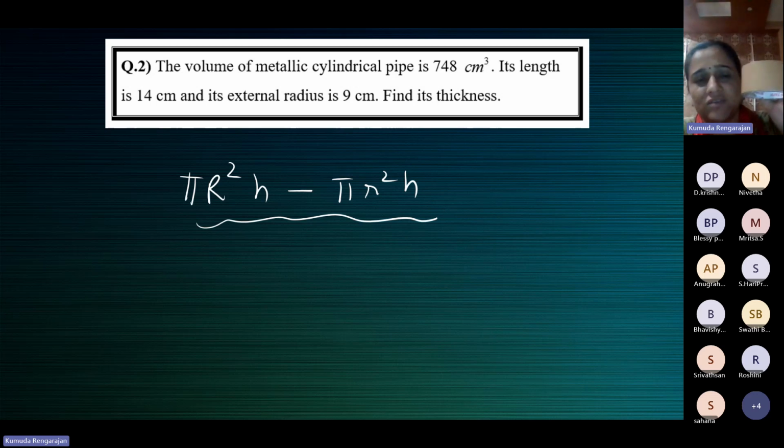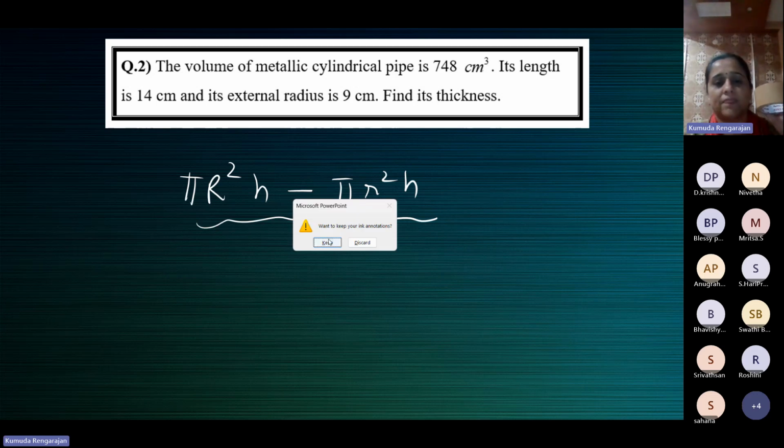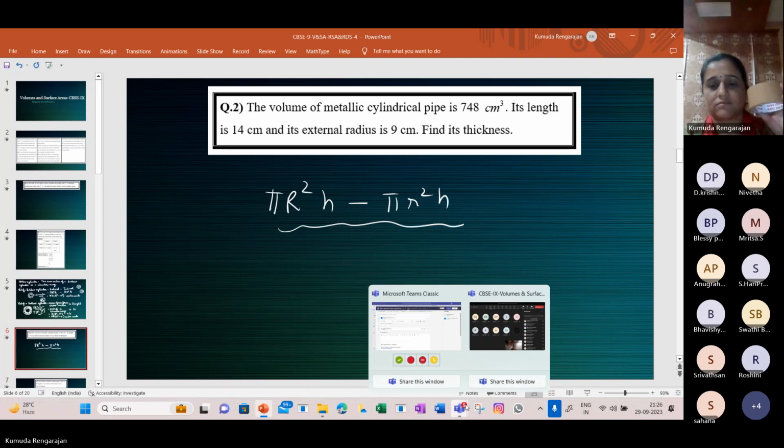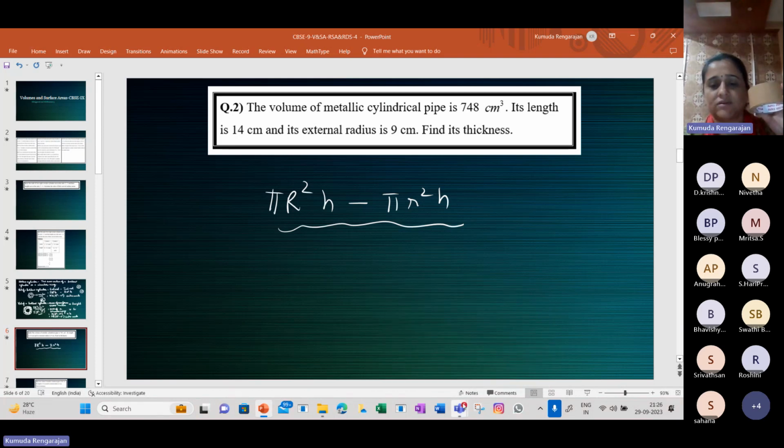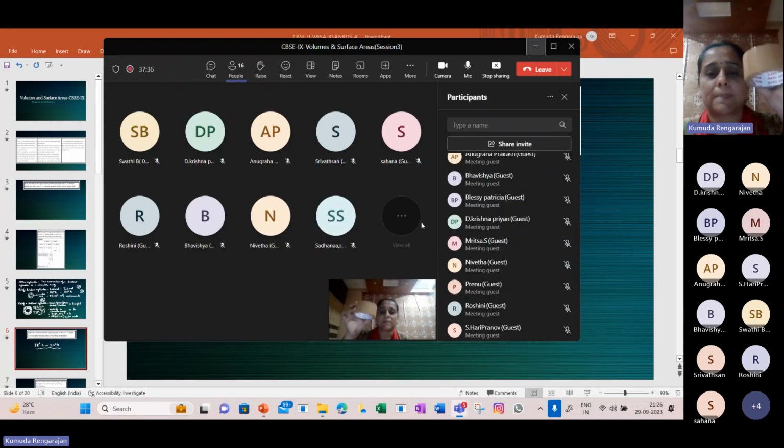So you can imagine the hollow cylinder as if it was originally a solid cylinder. There was material here also. And from the solid cylinder, you have removed a cylinder from the middle of the same height, but a smaller radius. So if you remove a cylinder from the middle, the resultant solid is a hollow cylinder.